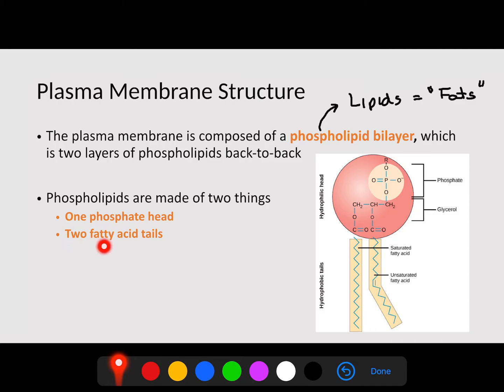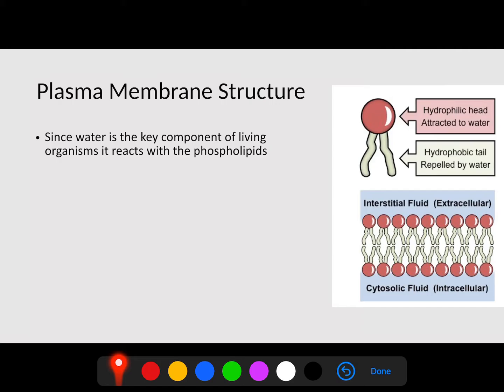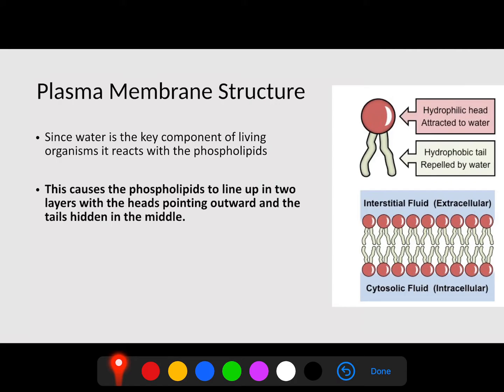Now, the second part we have are these two fatty acid tails down at the bottom. These are hydrophobic and don't like water, which sticks to our lipids' characteristics. So the plasma membrane structure is organized in a way that our cells can still be associated with water while also keeping those components in a very organized, structured unit, because it would be very detrimental if our cell membranes just dissolved. So, since water is a key component of living organisms, it reacts with those phospholipids.